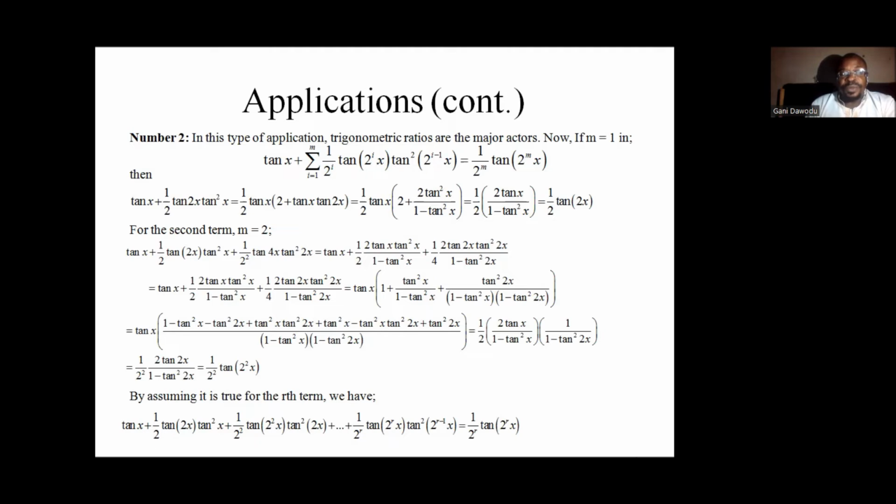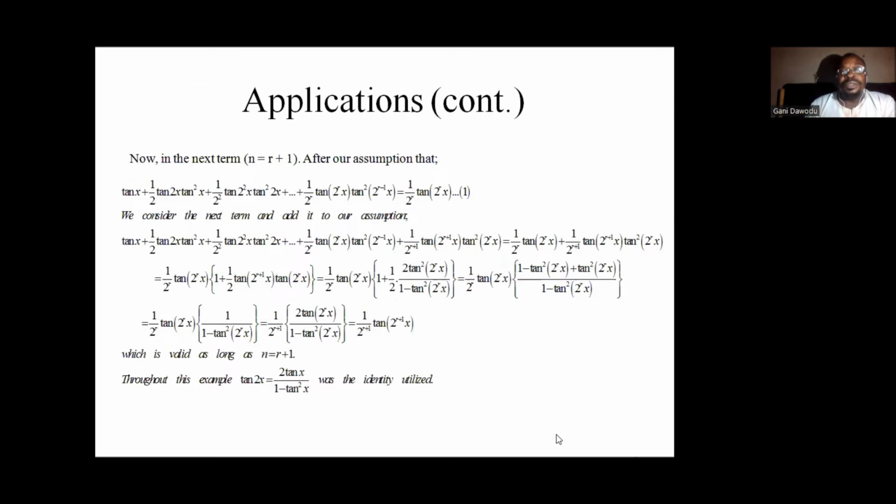We assume it's true for the r case, and that's this. After which, we consider the r plus 1 case, which will bring us here. And this is the r case, our assumption. The r plus 1 case will bring us here. We now simplify the right hand side. And at the end of the day, it will result into this, which indeed shows that it is valid for the instance at which m is equal to r plus 1. The identity we have utilized all through is this.